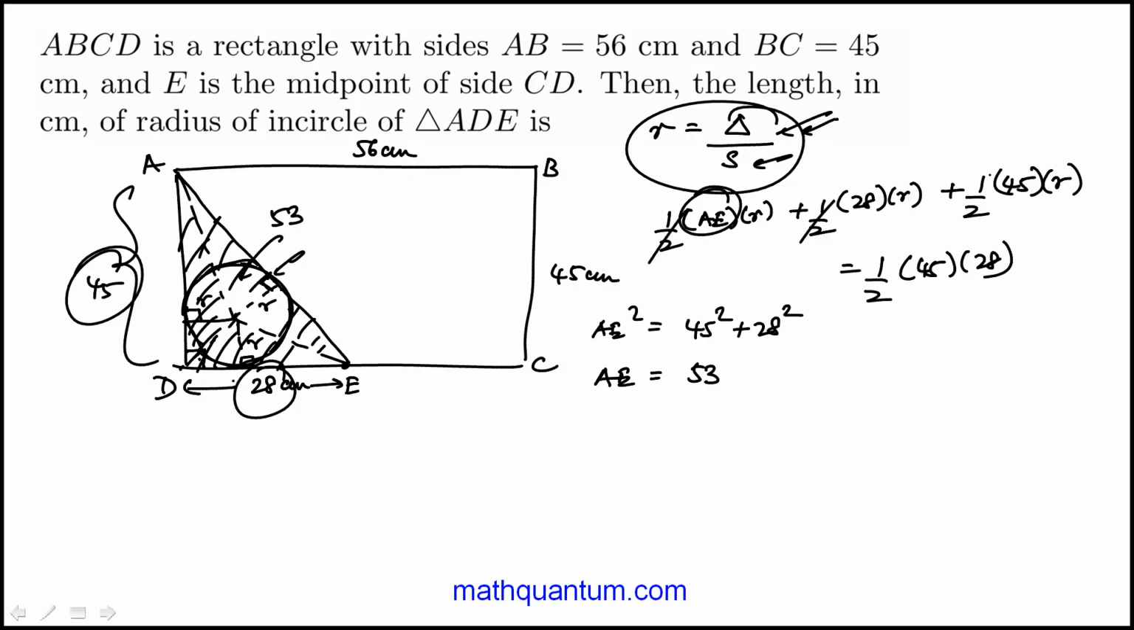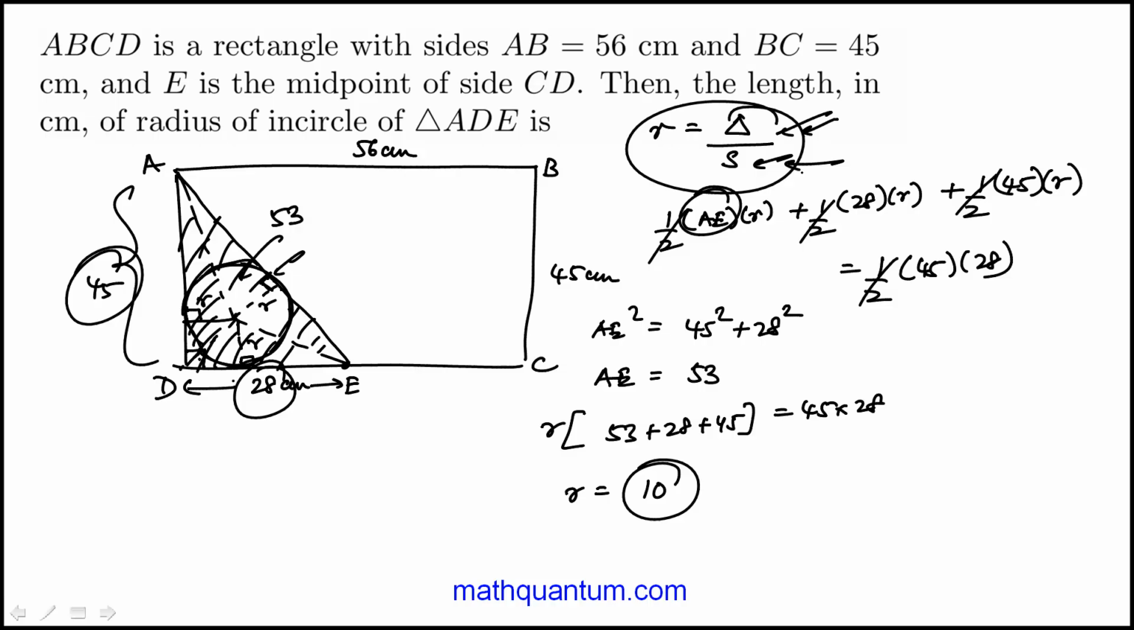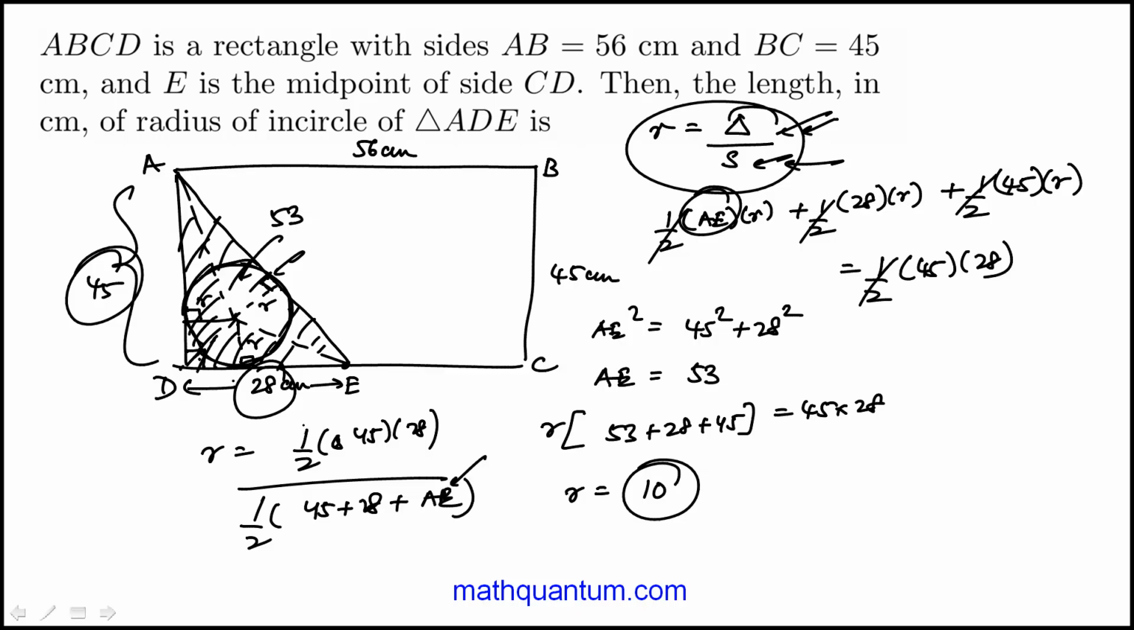And so we just have to replace that here. You'll see the half drops out, and the radius gets factored. So we have 53 plus 28 plus 45 in the denominator, and 45 times 28 in the numerator. And if you do this calculation, R turns out to be 10. Now, if you were doing this directly in the exam, it's really the same thing. You'd just be doing half of 45 times 28, and then half of the perimeter, which is 45 plus 28 plus AE. And then you just need to apply the Pythagorean theorem.